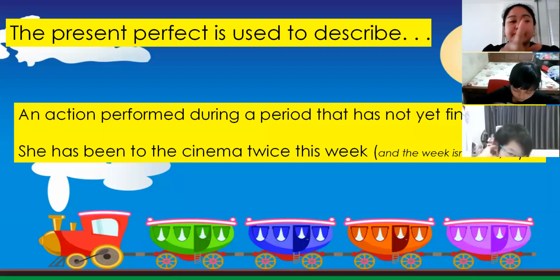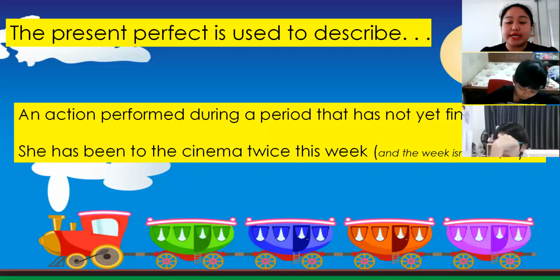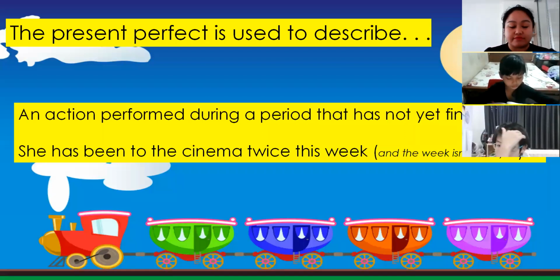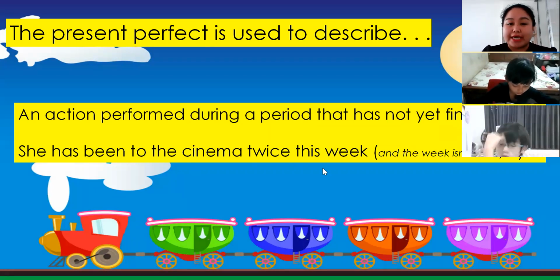Okay, next we also use present perfect to describe an action performed during a period that has not yet finished. Look at my example here. She has been to the cinema twice this week, and the week isn't over yet.